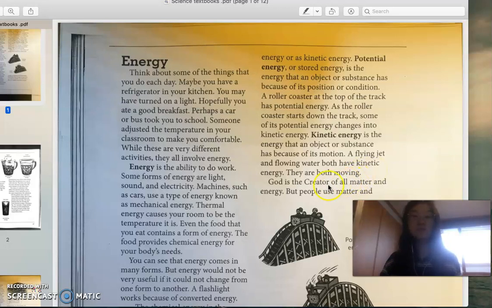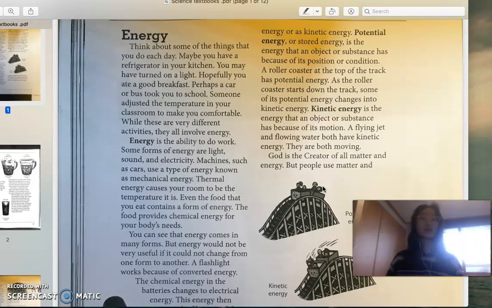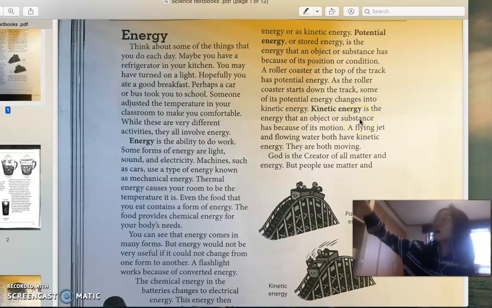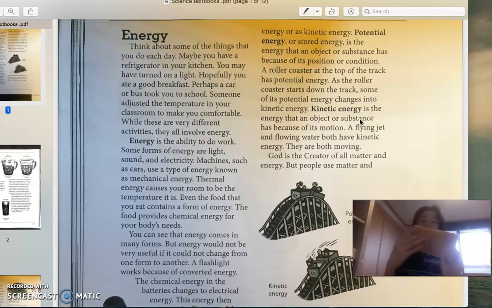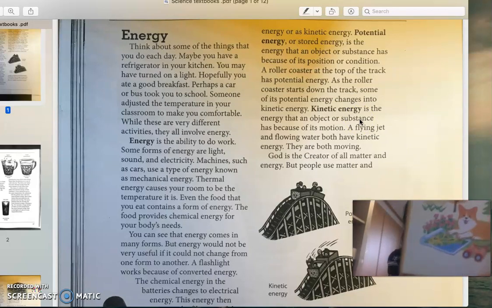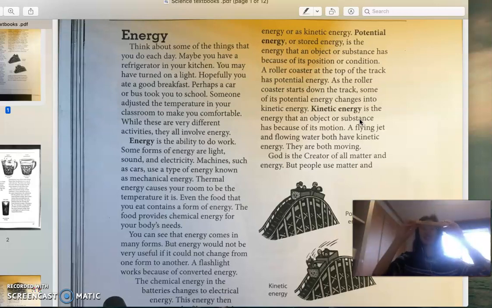They are both moving. Okay, I want to show you, just pause here for a second. I want to show you another example of potential and kinetic energy. So I have a notebook here. It's a cute notebook. It has a corgi on it. So I'm about to drop this notebook. Right now, what kind of energy does it have? Potential or kinetic? Potential, because it's in a still position. It's not moving. Once I drop it, that's kinetic energy. I'm sorry if that was loud.